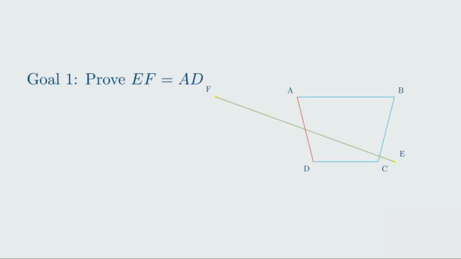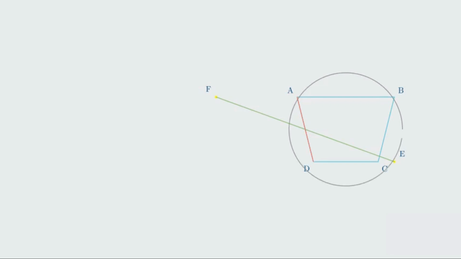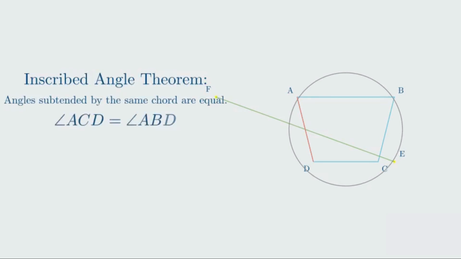Remember that AD is a chord of the circumcircle. We'll use a property called the inscribed angle theorem. This theorem states that angles subtended by the same chord at any point on the remaining part of the circle are equal. In our case, chord AD subtends two angles at the other two points of our quadrilateral, C and B. So, angle ACD is equal to angle ABD.